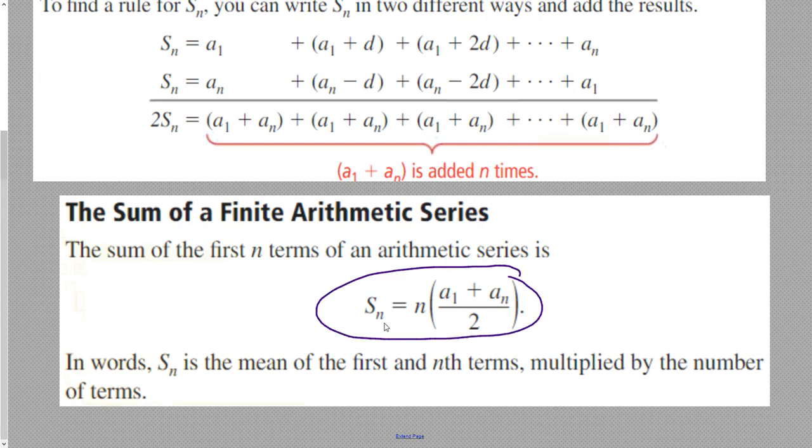The sum of the first n terms, so this doesn't go forever. The series could be infinite, but we're only adding certain terms. If you take the first term and the last term, or the nth term that you're talking about, you find the average and you multiply by the number of terms, then that'll be your sum. Okay, so let's jump to one.